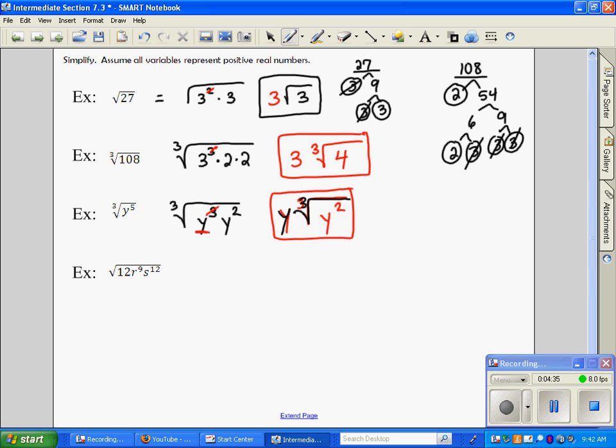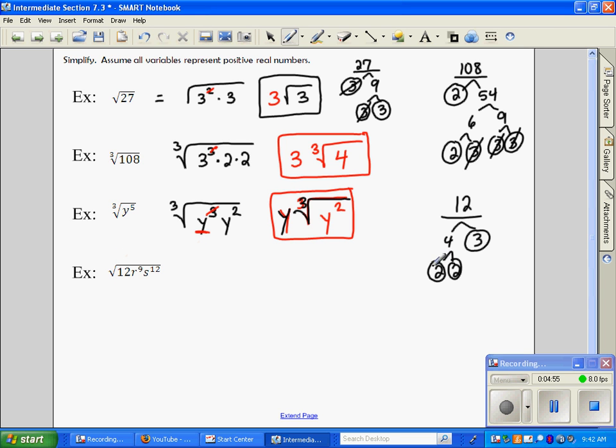Okay, so now we're going to look at number 12, the next example. We're going to work with our coefficient first. We're going to work with 12, which is 4 times 3. 3 is prime, and 4 is 2 times 2. So now let's go back and look at our original index. There's nothing showing there, so our known index is a 2.